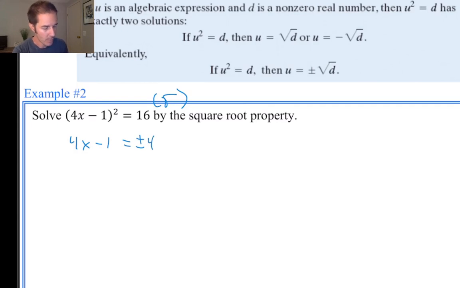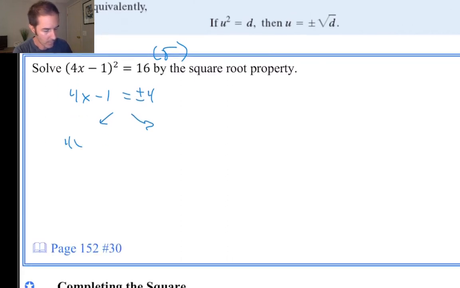So this equation needs to turn into two equations. The first equation will be 4x minus 1 equals positive 4. The second equation is 4x minus 1 equals negative 4. And then I will leave you to solve those two equations on your own.